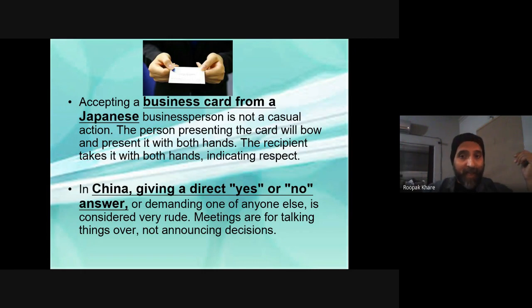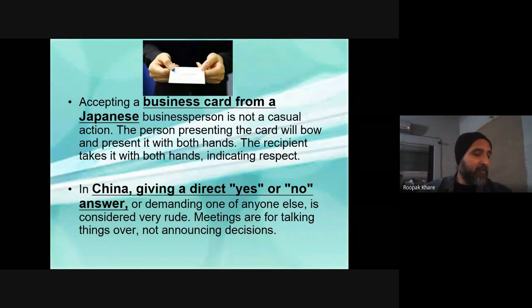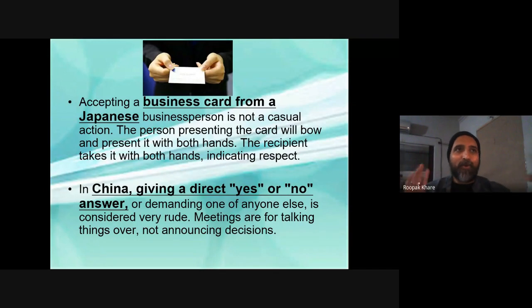Demanding one of anyone else is considered very rude. So if you're expecting that the other person who is from China simply says yes or no directly, even if you expect that, it is not good. Meetings are for talking over things, and not announcing decisions in the meeting itself. Take your time, take one or two meetings, ponder over it, and then make the decision. So that's how it is in China.